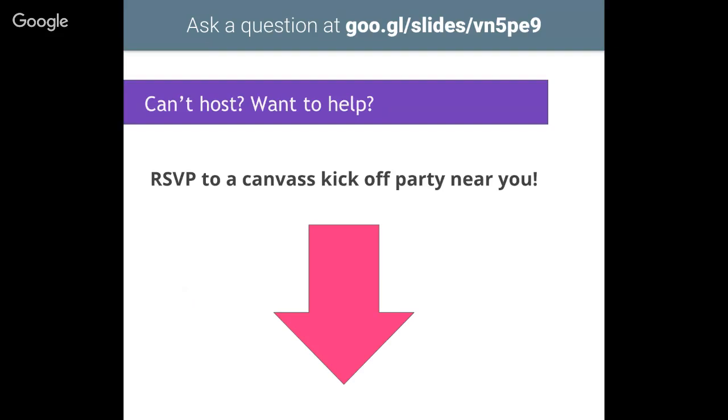in doing this by filling out your event right now to host a Canvas kickoff on the right of the screen. And then if you can't host, again, you can click on the RSVP button, which is below your screen, and find a Canvas kickoff party near you. And if there isn't one located near you, that means no one has signed up yet to host one. And so that might be an option for you to do. And you can click to host an event.